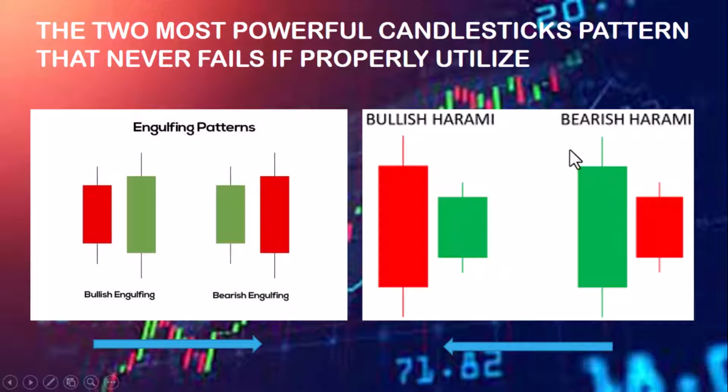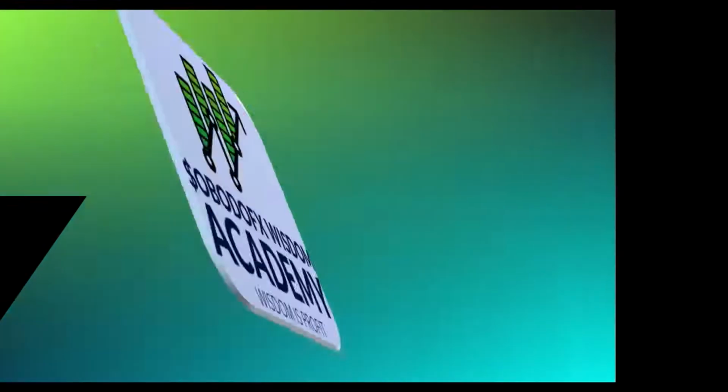We have the harami pattern. It is also of two types. We have bullish harami, as you can see here, and the bearish harami, as you can see here. However, the engulfing pattern is the opposite of the harami pattern, and vice versa. Without further ado, let me take you through the chart where you can learn how to utilize them properly in order to maximize profit.